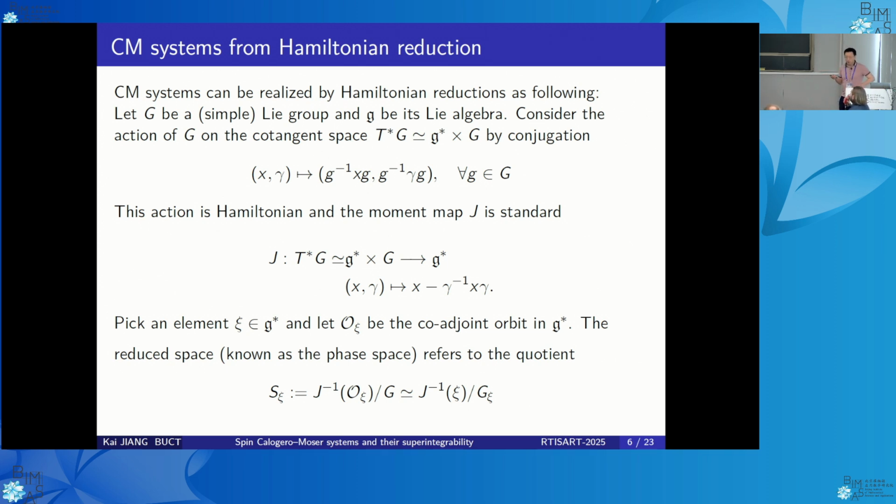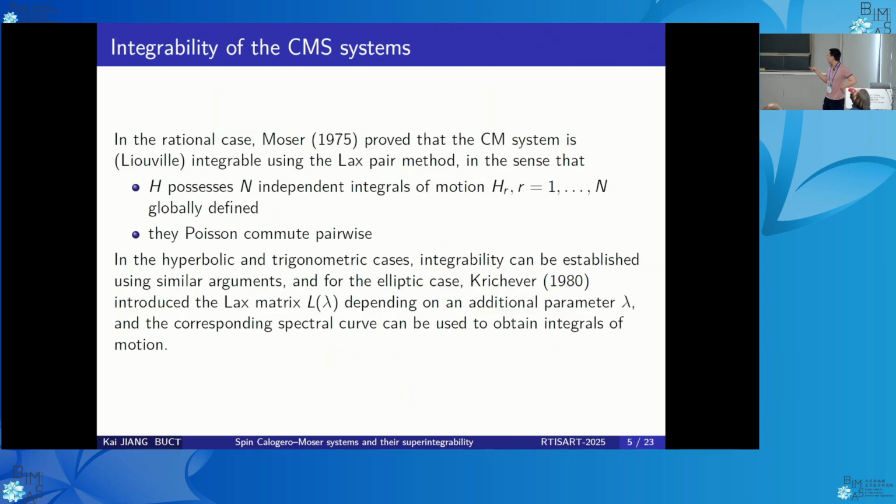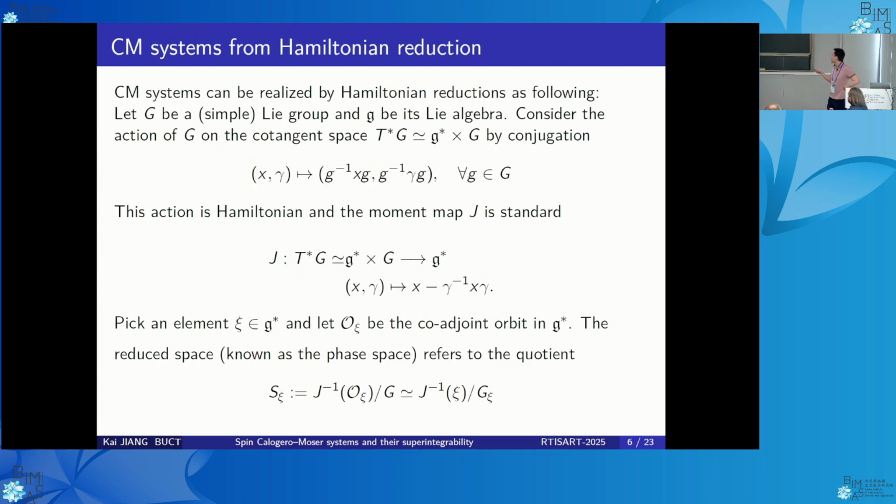And the Calogero-Moser system can be obtained from Hamiltonian reduction. In the 1980s, we had the method of Hamiltonian reduction. In fact, it is realized like this. Let G be a simple Lie group and 𝔤 its Lie algebra. We consider the action of G on the cotangent bundle T*G. With trivialization, left or right, it is equivalent to the dual 𝔤* times the group G. The action is diagonal, which means each component is acted on by conjugation.